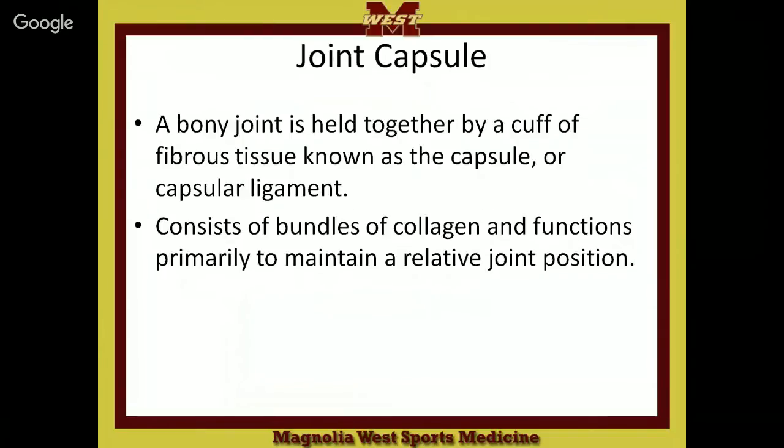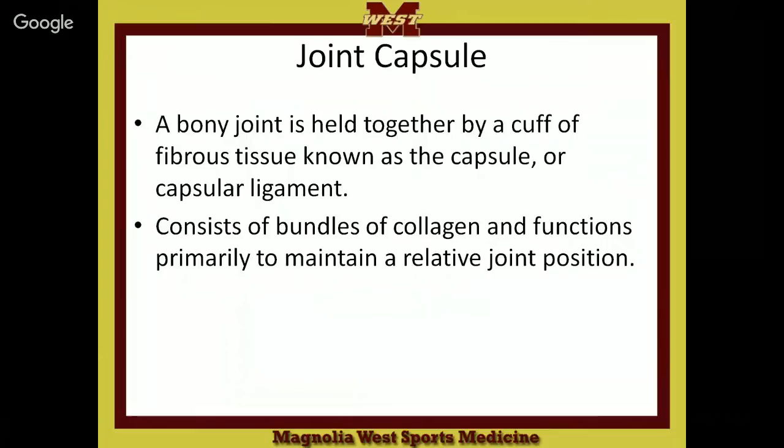So when you have those, when the joints are put together, where there are two bones that come together, there is a joint capsule. Now the capsule surrounds the joint. The bony joint is held together by a cuff of fibrous tissue known as a capsule or capsular ligament. It consists of bundles of collagen and functions primarily to help to maintain a relative joint position.